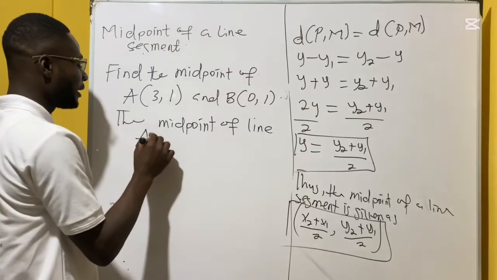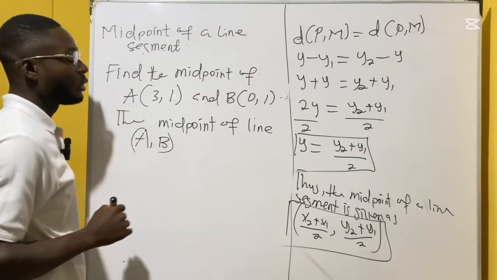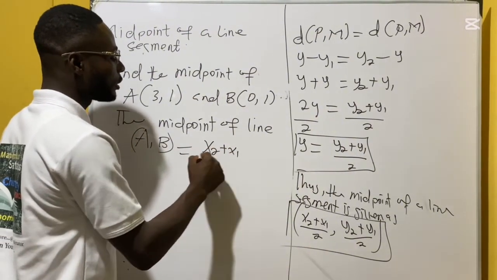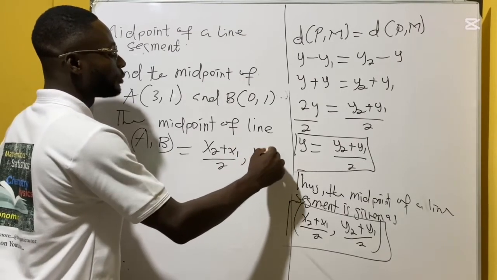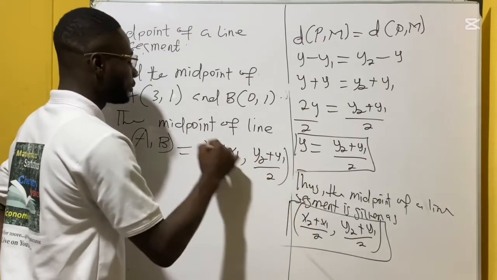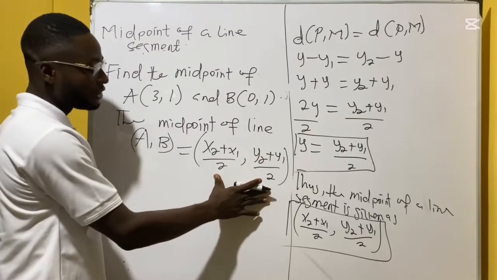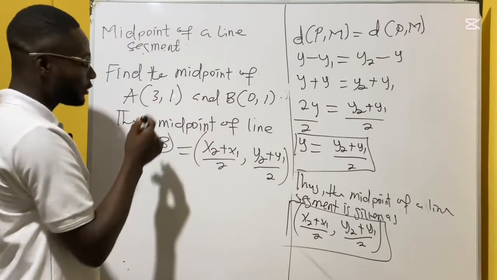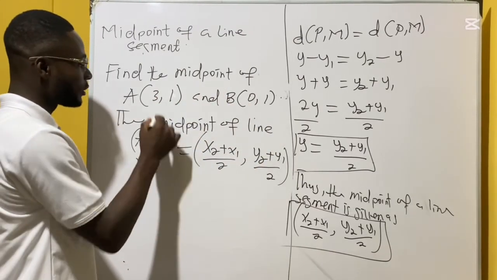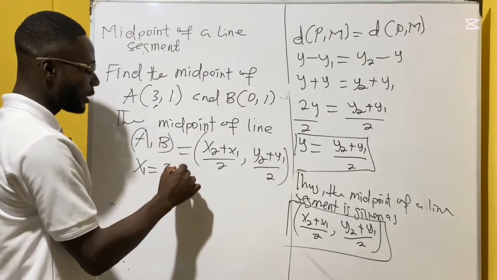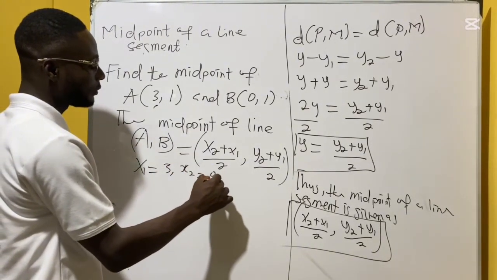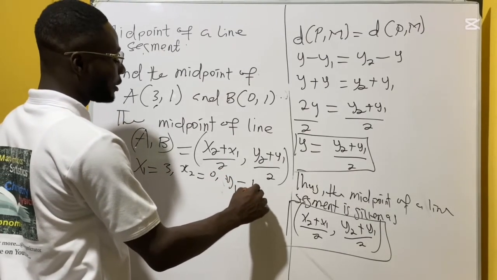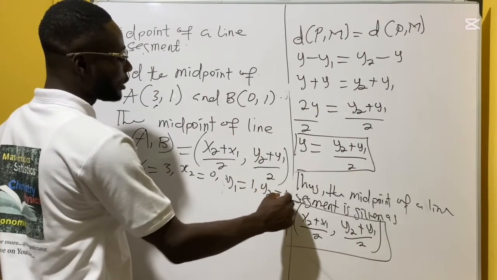will basically be equal to, the formula as well, (x2 plus x1) over 2, comma, (y2 plus y1) over 2, right? So we have this information. What we need to identify is the coordinates, right? So we know that x1 is equal to 3, x2 is equal to 0, y1 is equal to 1, and y2 is equal to 1, right?